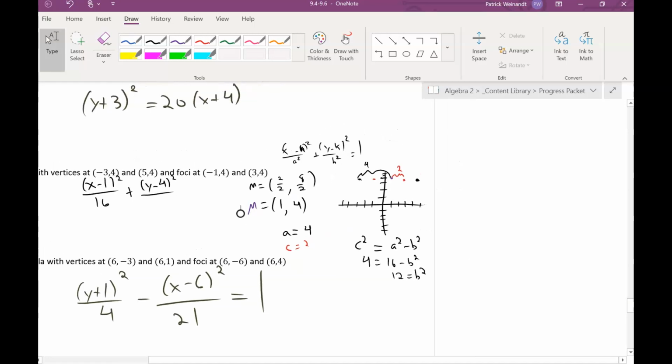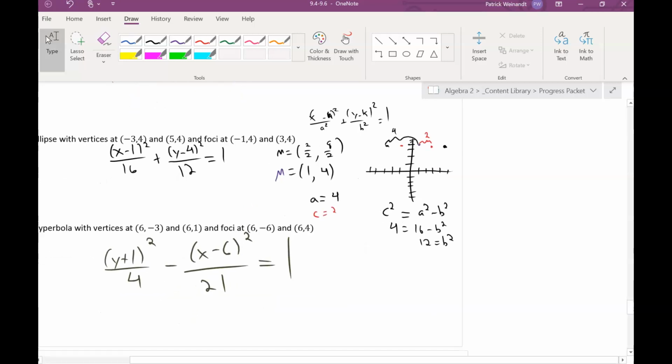And that's going to equal 1. And that's how we get that equation there. Okay. So on these ones, it kind of helps if you draw a sketch. Identify your center. Use that center to find your distances, your a's, your b's, or your c's, in whatever case that might be. Okay, so we'll move on to our last example here.